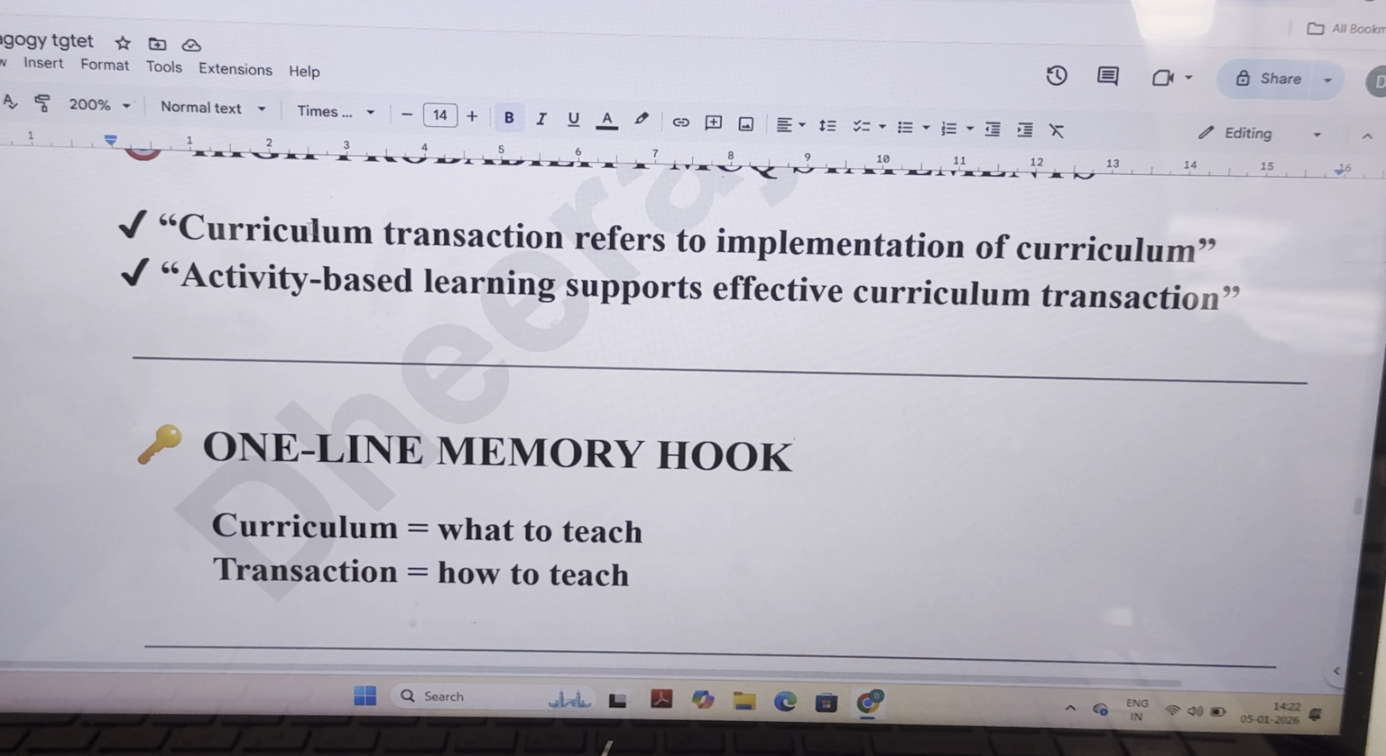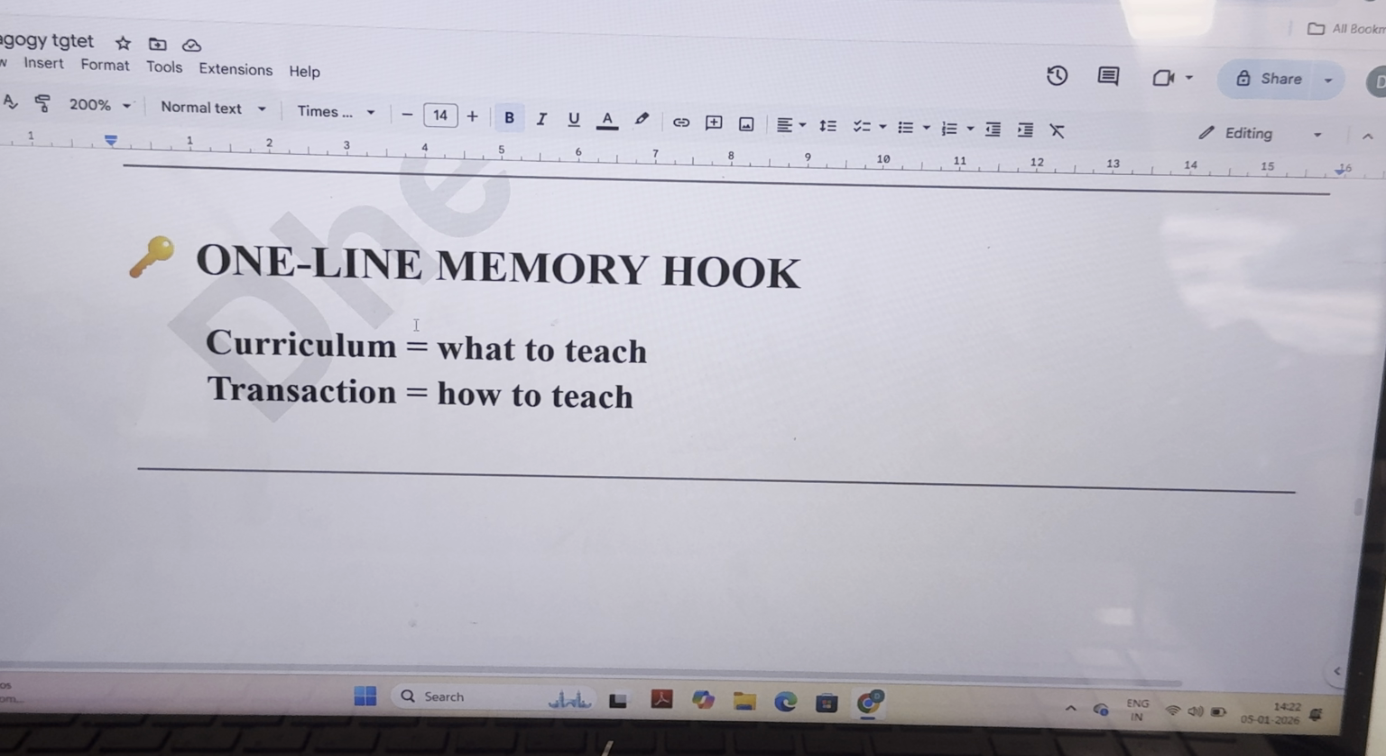Next, curriculum transaction refers to implementation of the curriculum. Once your curriculum is planned, you implement it in the classroom, that's called curriculum transaction. Activity based learning supports effective curriculum transaction. So activity based is very important. Real time, practical based, learning by doing, activity based, project based is very important. Next, curriculum means what to teach, transaction means how to teach.